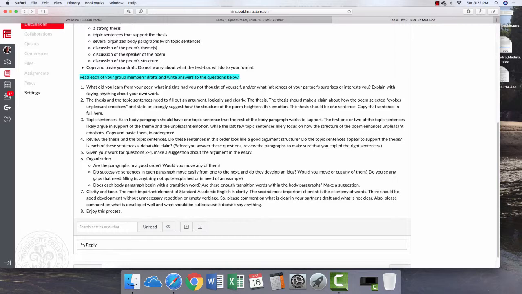Number 4 says review the thesis and the topic sentences. So look over these sentences in the order in which you've got them copied. Do these sentences in this order look like a good argument structure? Do the topic sentences appear to support the thesis? Okay, so is each of these sentences a debatable claim? And I'm really not expecting at this stage of the game to see yes, yes, yes, or no, no, no, or yes, no, no, no. I'm expecting to see actual sentences that explain your answers.